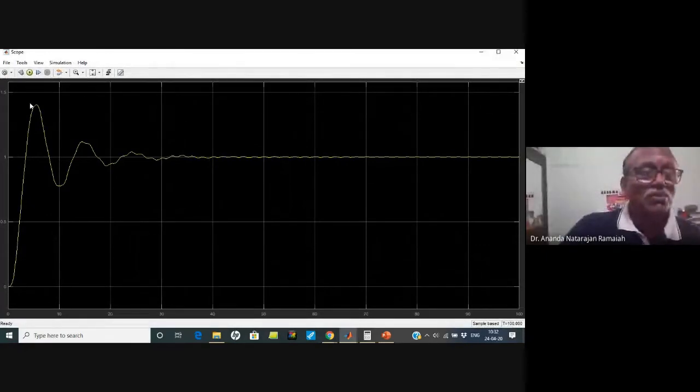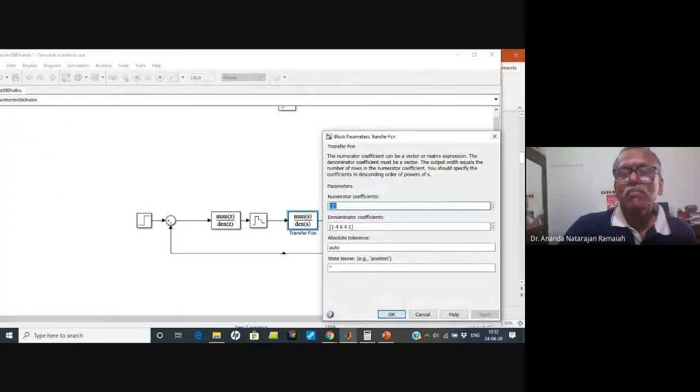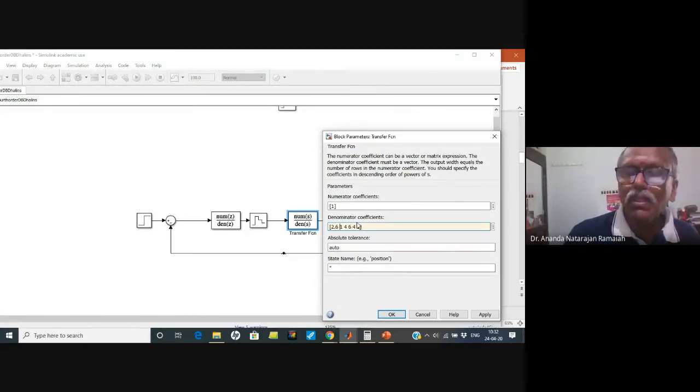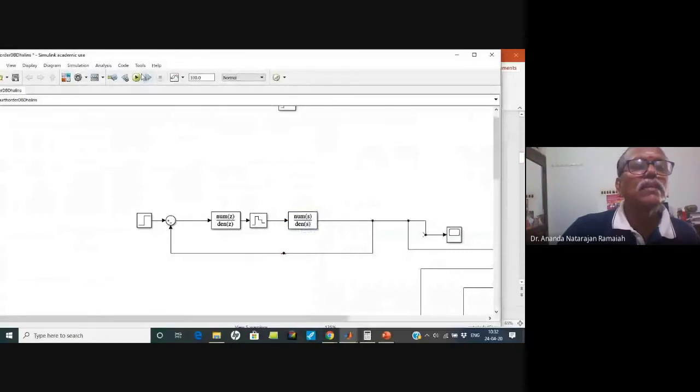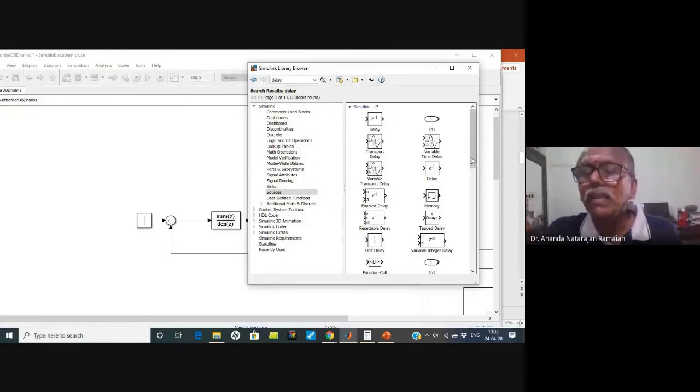Yes, this has a large overshoot. Suppose I replace this by the same model. What is the model we obtained? The model is 2.6 over something plus 1. That is first order. Then you need a transportation lag. Yes, I got the delay, the variable transport delay.